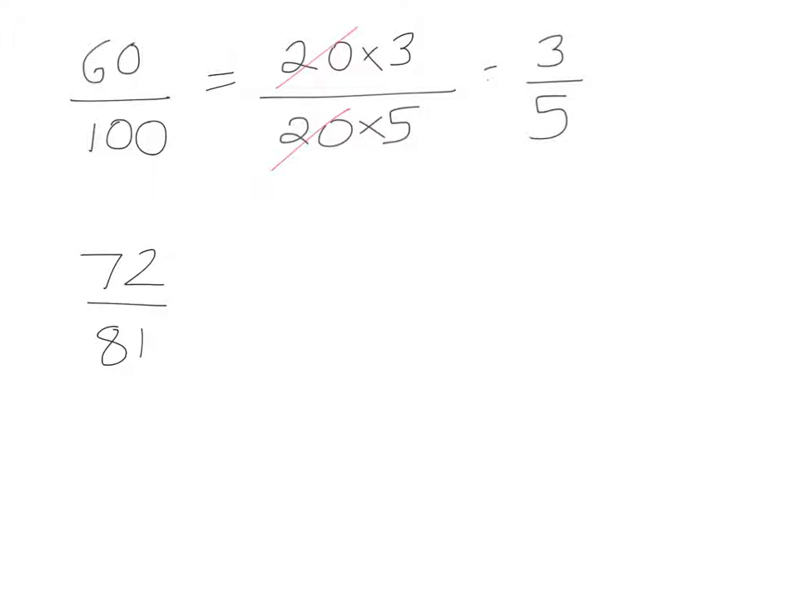72/81. Top and bottom can be divided by 9. So if we divide 72 by 9, we would get 8. If we divide 81 by 9, we would get 9. 8/9. You must be confident in simplifying these sort of fractions before you go any further.